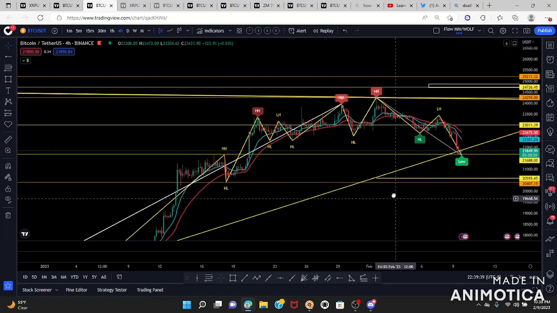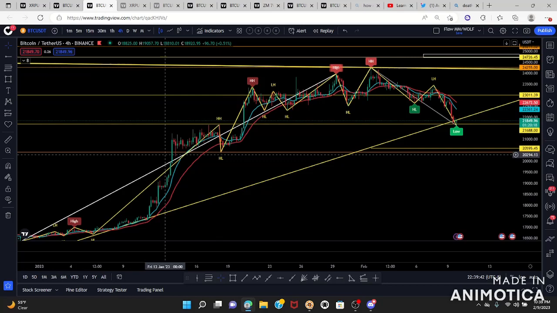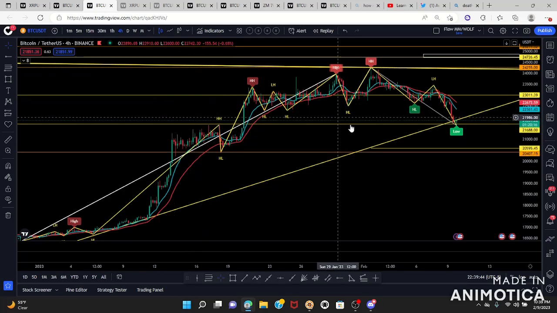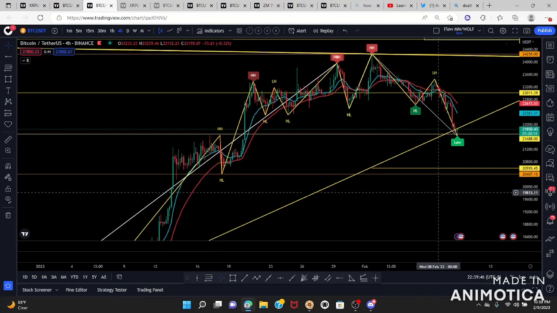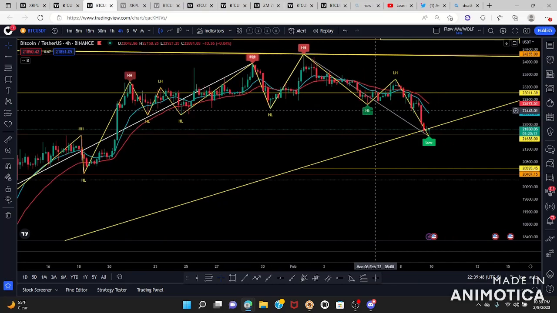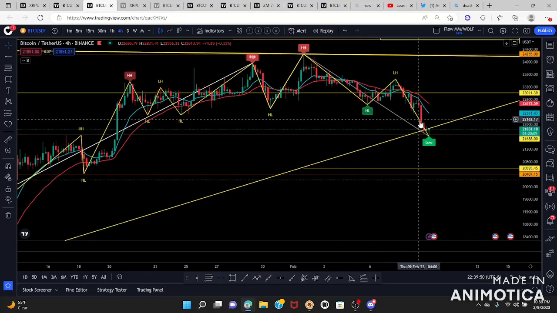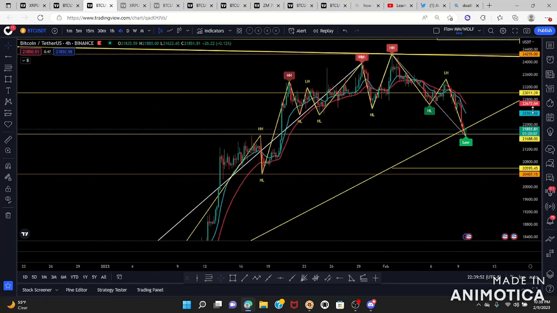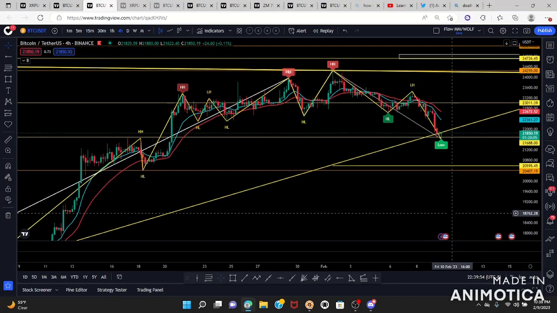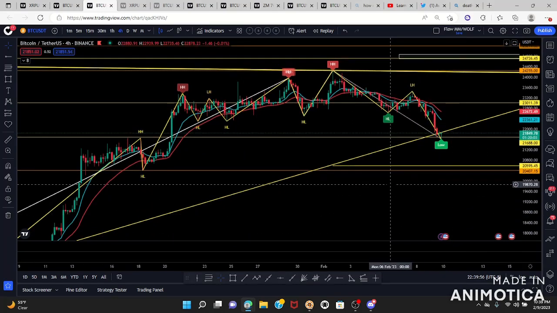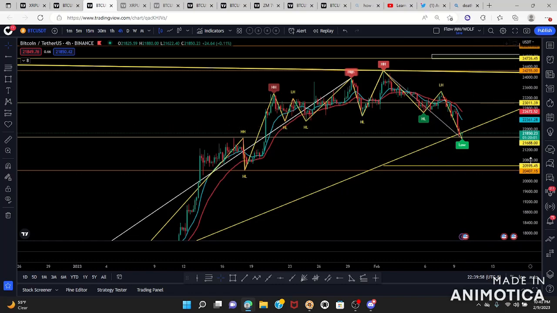So the way I trade is if price action is above the 12 and the 26, I just look for longs. If my price action is below the 12 and the 26, I just look for shorts. I go with the trend. I trade with the flow, and that's just how I do things.